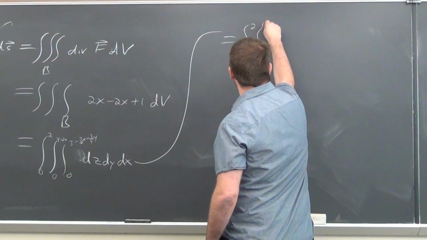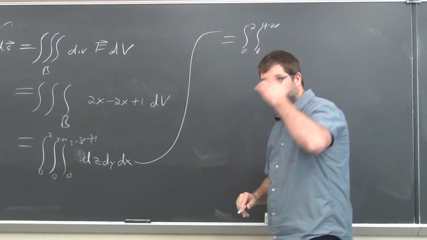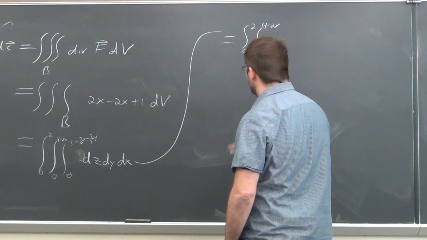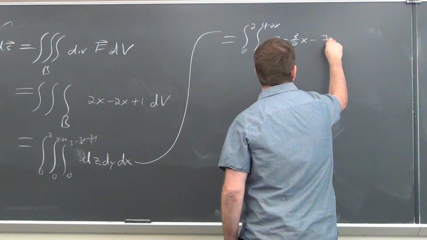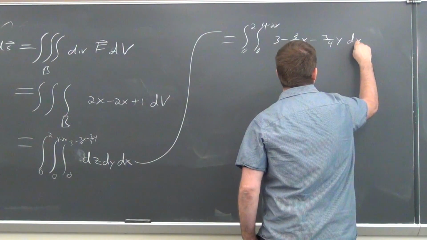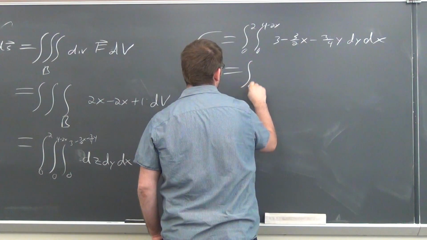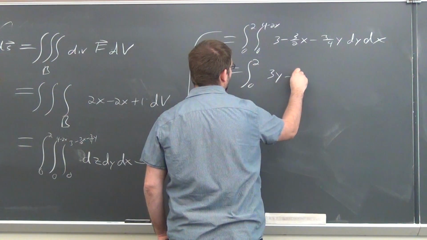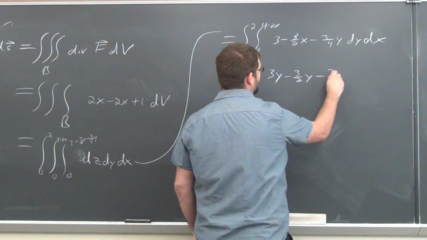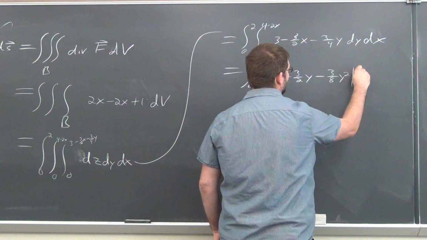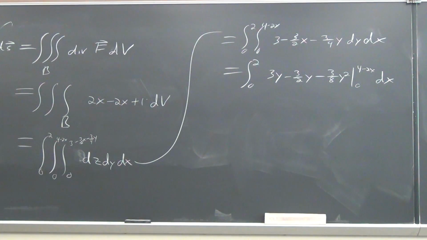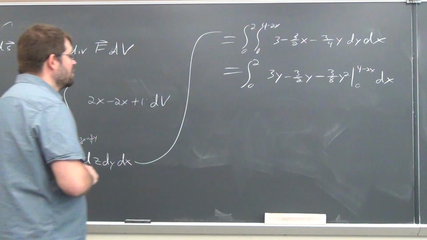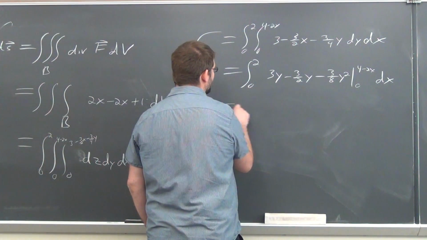0 to 2, 0 to 4 minus 2x. So when you integrate with respect to z, you just get z, and then you plug in your function minus 0, so it's 3 minus 3 halves x minus 3/4 y dy dx. Then 0 to 2, 3y minus 3 halves xy minus 3/8 y squared. Right. And so I guess it gets slightly ugly with that 4 minus 2x that you've got to plug in, but hopefully it's not.